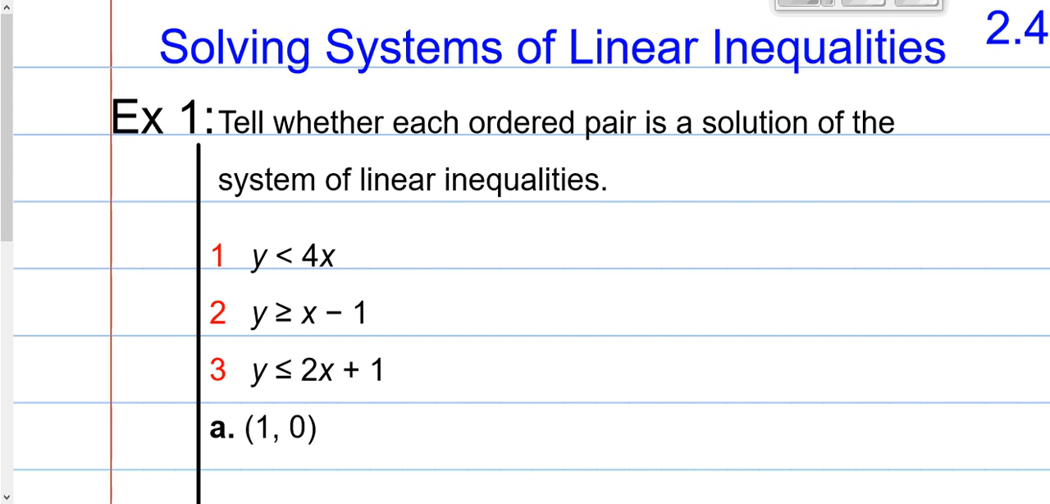Solving systems of linear inequalities. So we've done systems of equations 3 different ways, and now we are going to solve systems of linear inequalities. So there is going to be some graphing involved later on in this section.